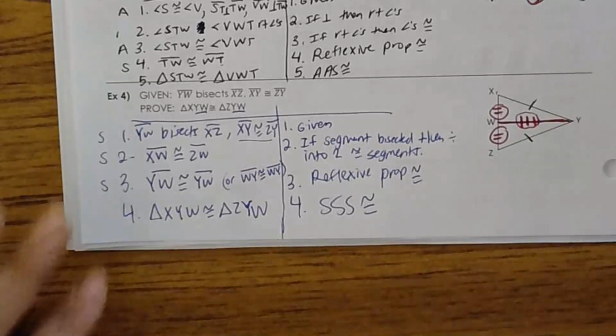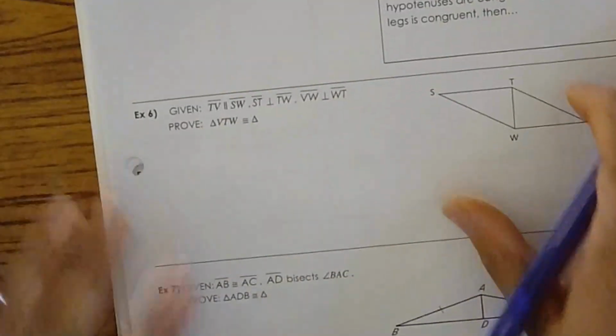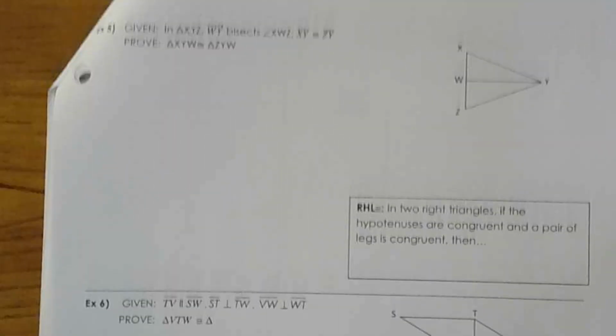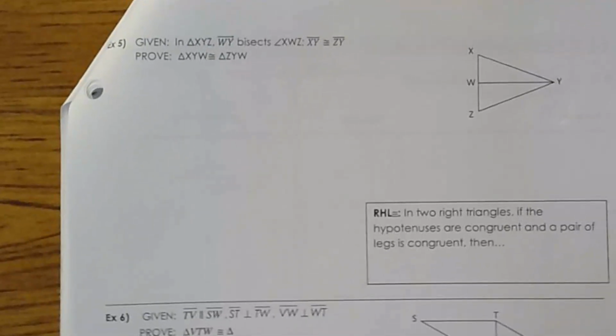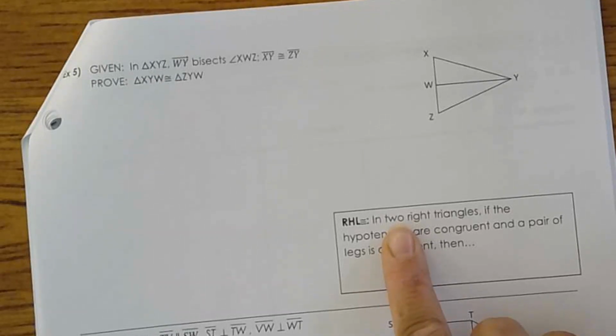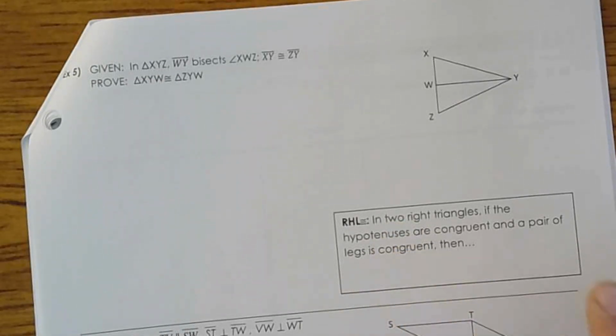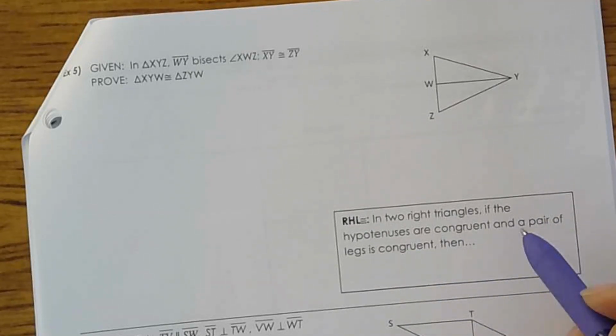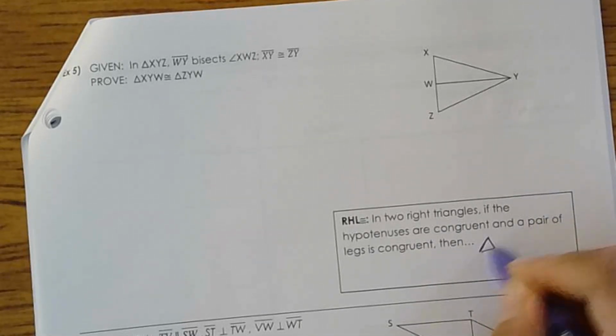So if you can turn to the back page here, we're going to see this new theorem in a second, which is called RHL, and it's literally what it stands for. We're going to write it out, but it tells us in 2 right triangles, if the hypotenuse or both hypotenuses are congruent and a pair of legs is congruent, then the triangles are congruent.